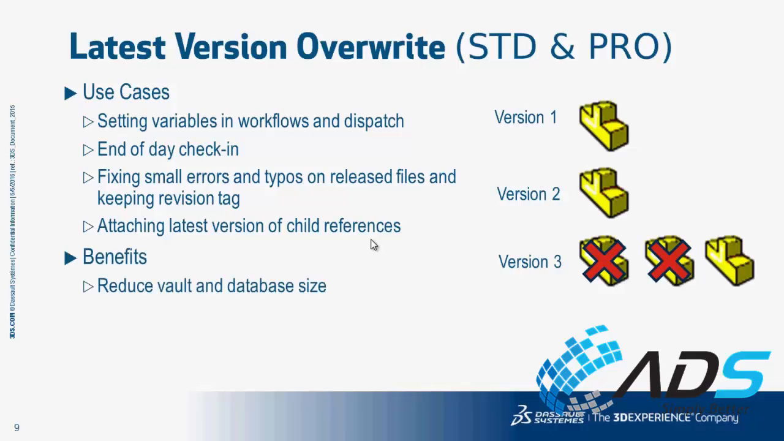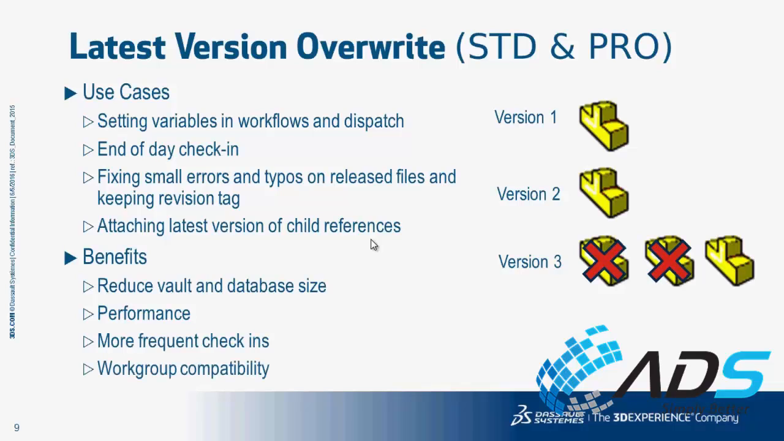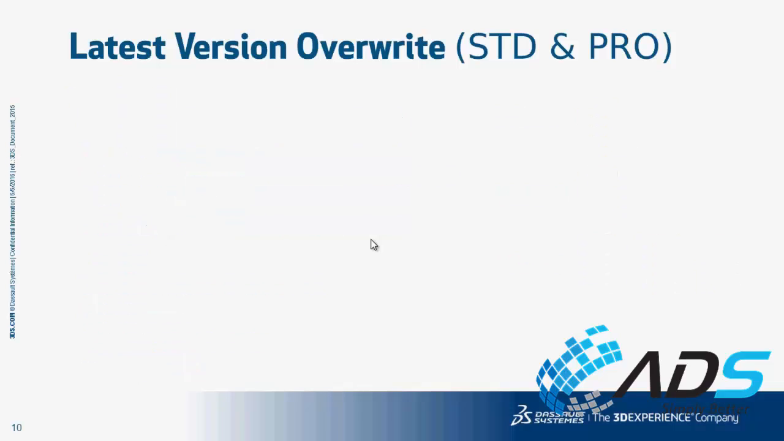Benefits: it'll reduce vault and database size by not having so much information there. It'll certainly help performance. We see a lot of customers with over 100 versions of the files, and most of them say they don't need maybe 10% of them. So it'll enable more frequent check-ins and offer some compatibility with Workgroup, because Workgroup does have that overwrite capability today.